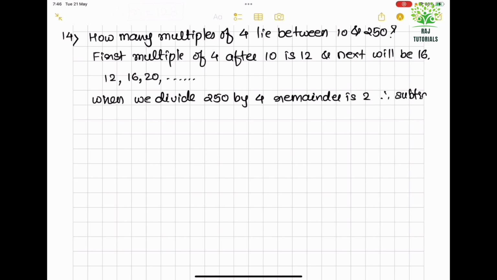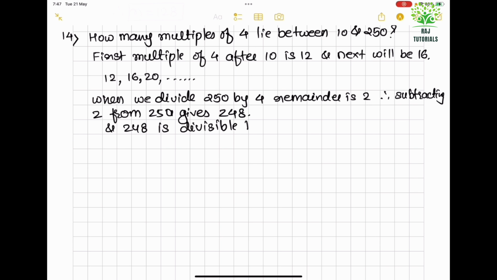Therefore, subtracting 2 from 250 gives 248, and 248 is divisible by 4. So therefore 12, 16, 20, and so on till 248, it is the AP.